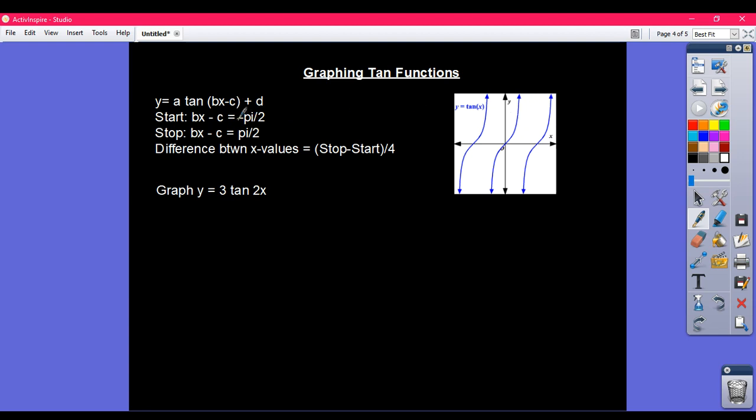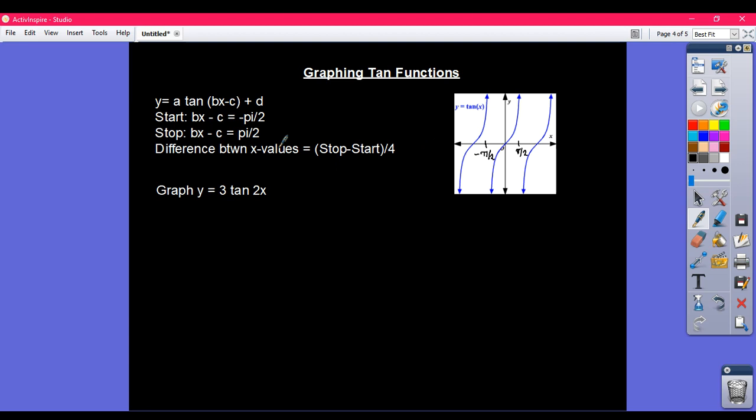So if you notice, the start and the stop, you're setting equal to negative pi over 2 and positive pi over 2. And this comes from the tangent graph because one period starts at negative pi over 2 and goes all the way up and ends where x is at pi over 2. Not that you need to know the proof or why, but fun fact.